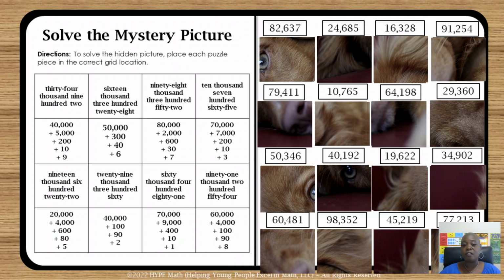You see it's solving the mystery picture. So on the left hand side, students have the numbers written in word form and also expanded form. And then on the right hand side, the numbers are in standard form. And what students have to do is drag the picture or the square to the correct number, and they will get the total picture once they complete it.